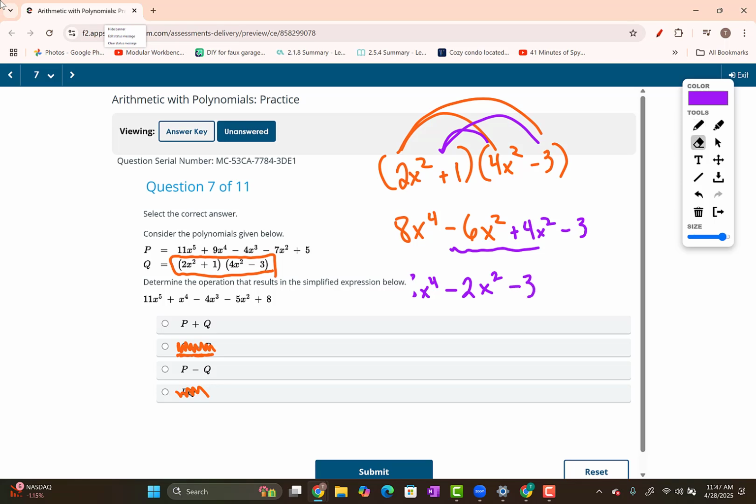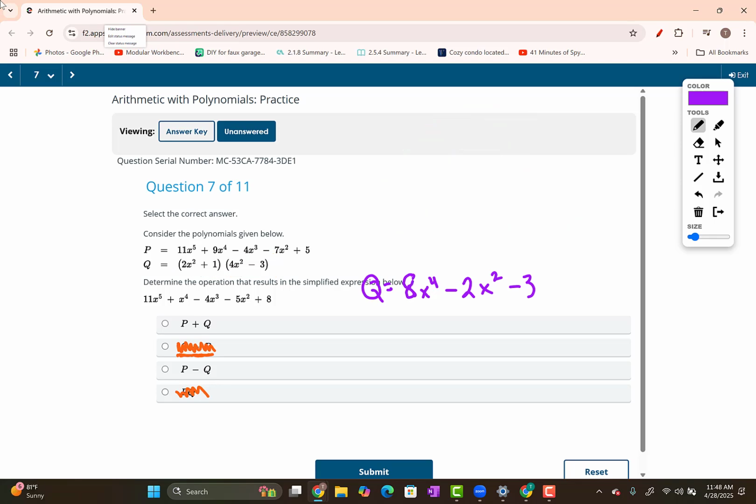So this is my new q. So I'm going to mark out this q. And let's check. So let's check this first one, p plus q. We already know if we do p plus q, 11x to the fifth, there's no other x to the fifths in the q equation. So that checks out. Put a little check mark there. Let me not do a circle and just do a check mark there. I'm going to delete that one.